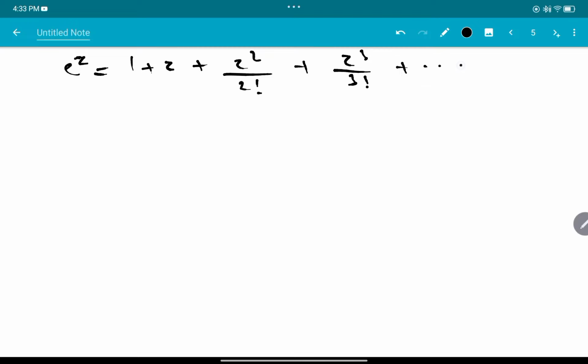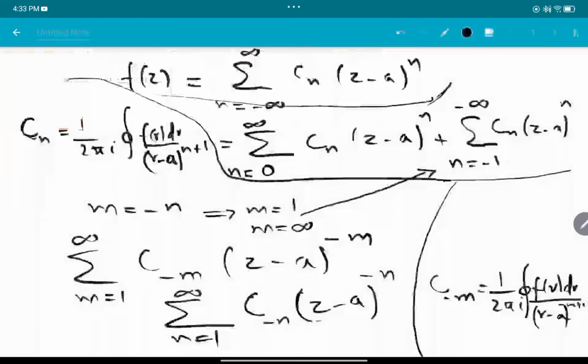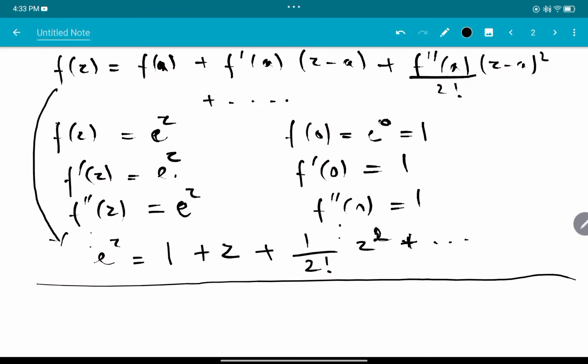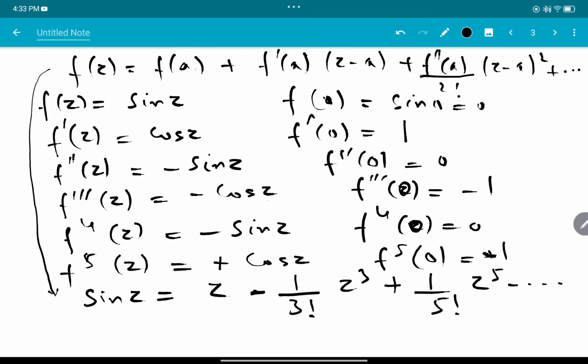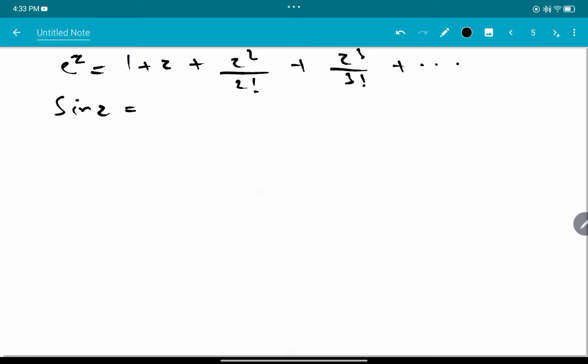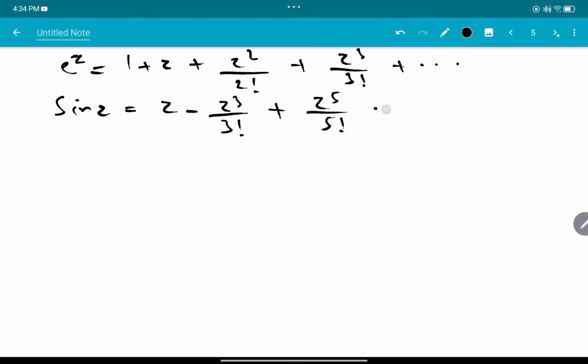Then we had sine z, it was equal to z minus, and then all odd terms: z plus z cube by 3 factorial, then again the next odd term but with positive sign, z5 by 5 factorial, minus z7 by 7 factorial, and dot dot dot.